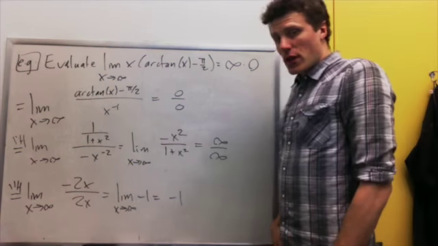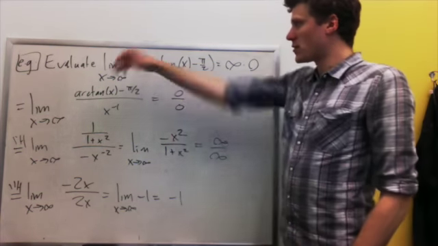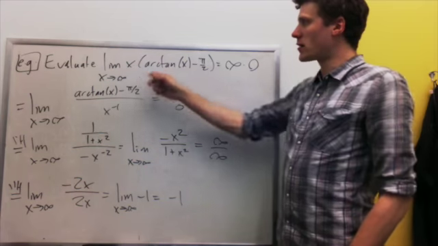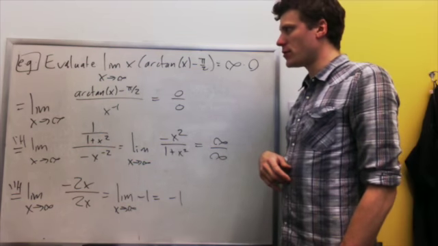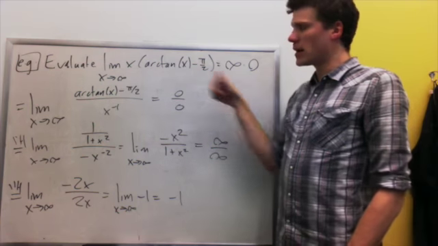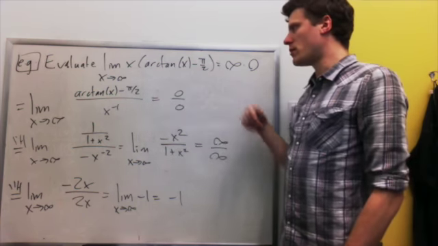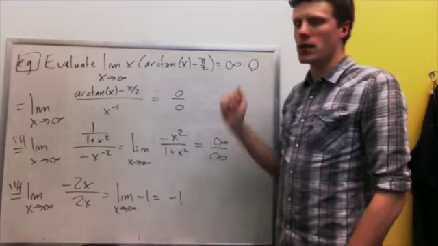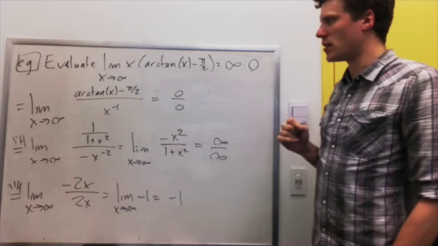Let's look at one more example of an indeterminate product. Let's take the limit as x goes to infinity of x times arctangent of x minus pi over 2. Now as x goes to infinity, x is going to infinity. Arctangent goes to pi over 2, so arctangent minus pi over 2 goes to 0. This limit is of the form infinity times 0.